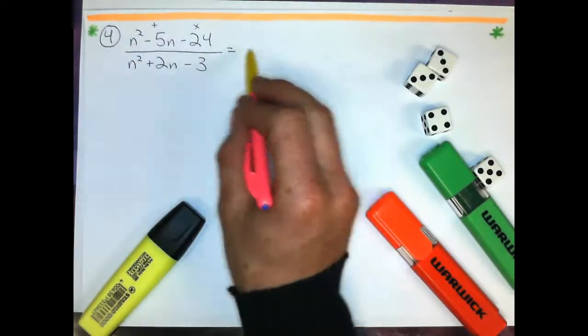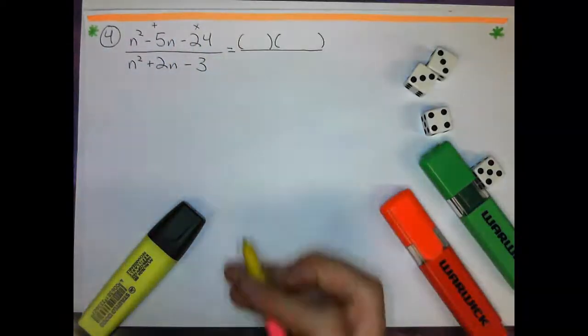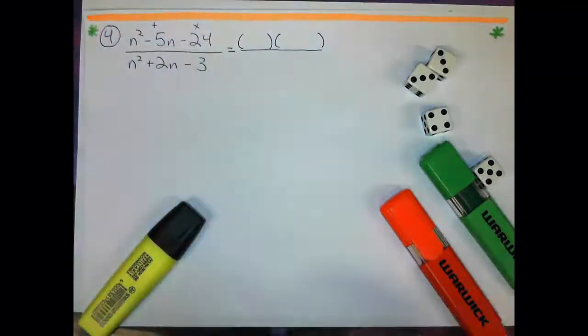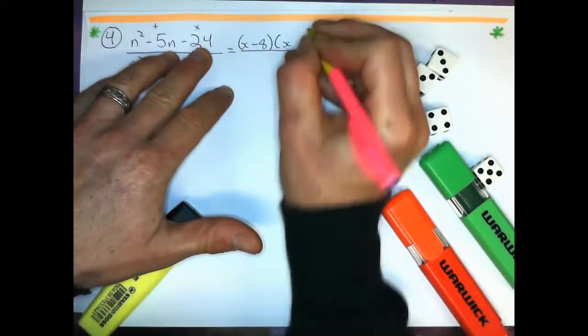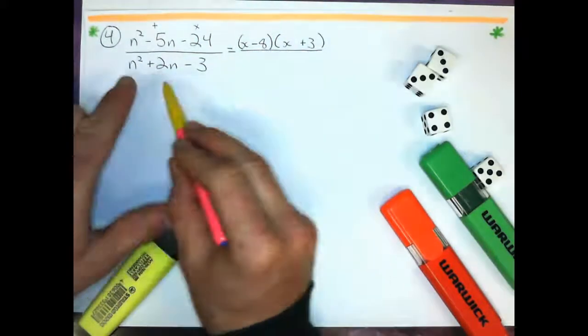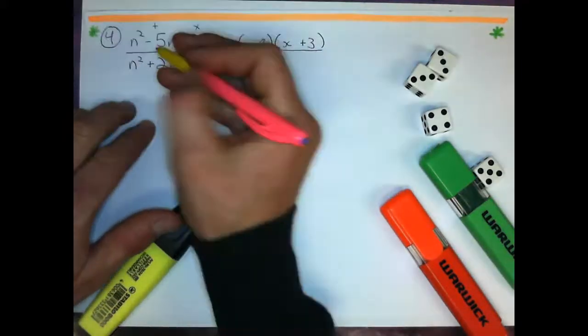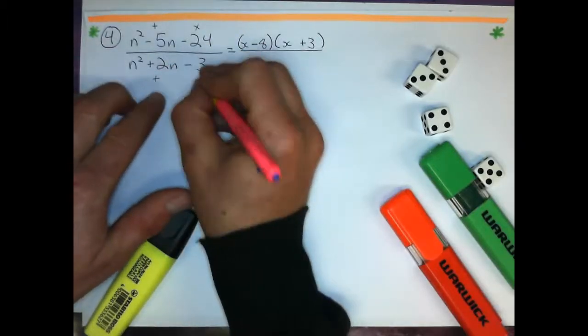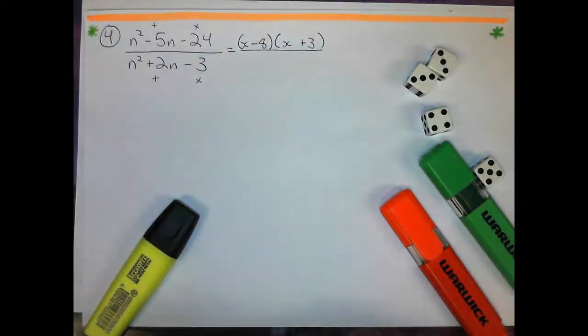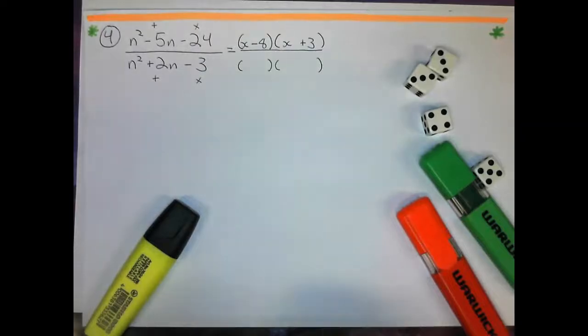So set it up for two brackets over here. And think of those two numbers, which would be -8 and +3. Put the x's in there. And do the same thing for the bottom expression. Two numbers that add to get +2 and multiply to get -3. What would that be? +3 and -1. Did you get that?